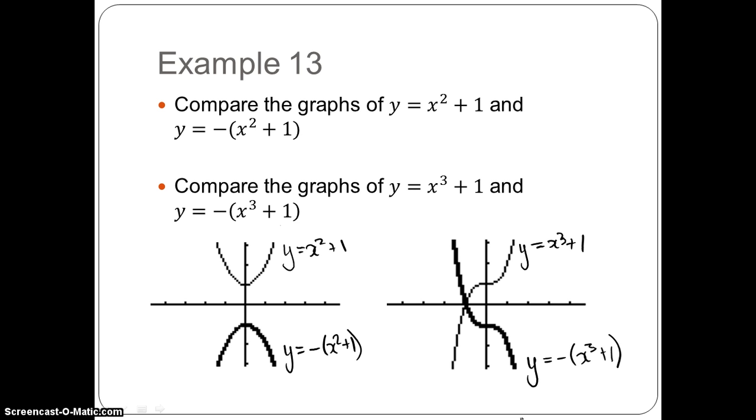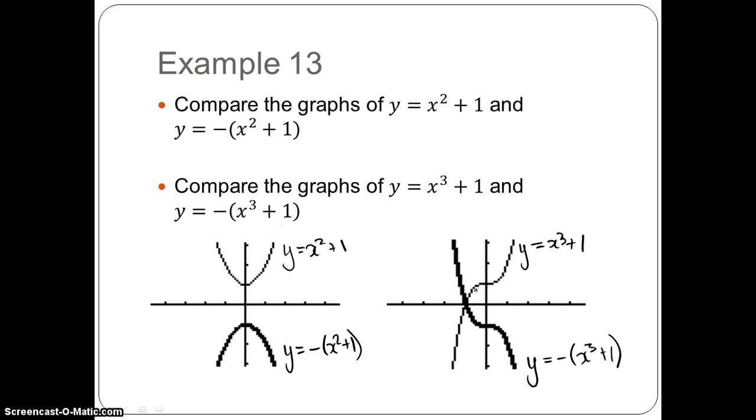How are these graphs related? If you look at both of these, they are clearly mirror images of one another, x squared plus 1 and negative x squared plus 1. You can see that they're reflected along the x-axis. If you look at this one as well, you can also see that there's a reflection, where every point is mapped to another equally opposite point along the x-axis.